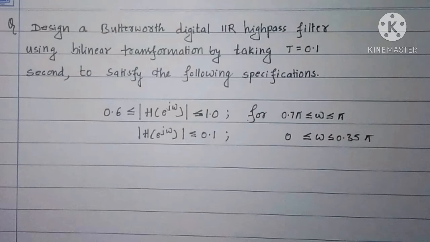Here the passband is from 0.7 pi to pi and the gain in passband varies from 0.6 to 1. Here the gains are in normalized values. The stop band is from 0 to 0.35 pi and the stop band gain should be less than or equal to 0.1. The sampling time is 0.1 second.